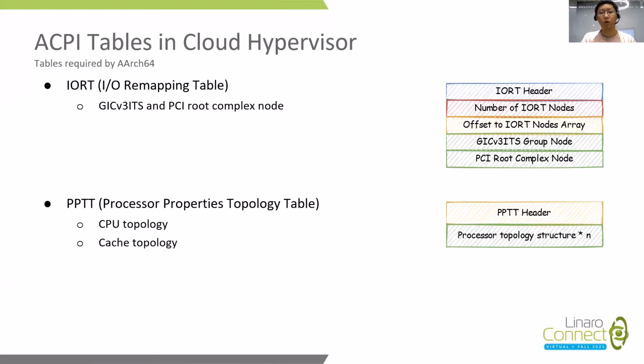The last table required on ARM is the PPTT table. This table describes the CPU and cache topology on the system, and CPU topology support will be provided by this table. All of these are the ACPI supports that are currently in the Cloud Hypervisor.